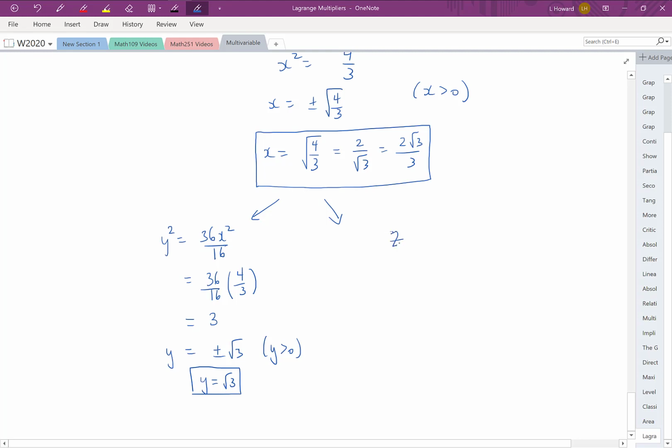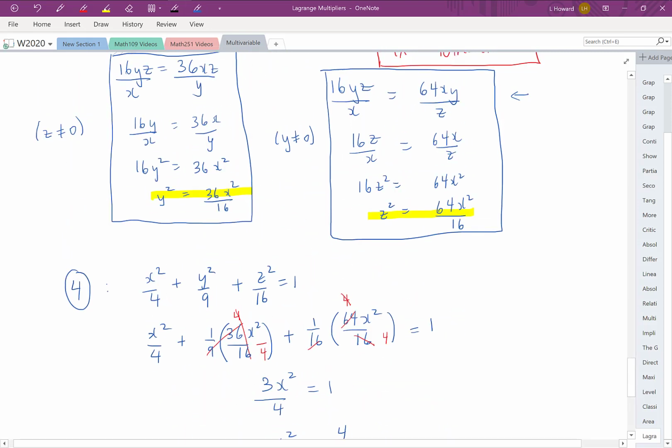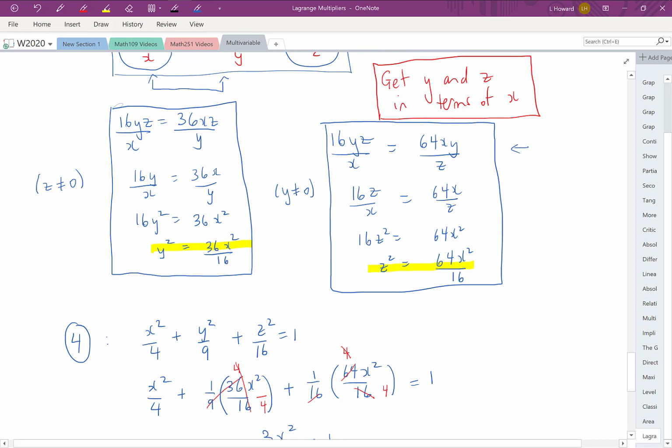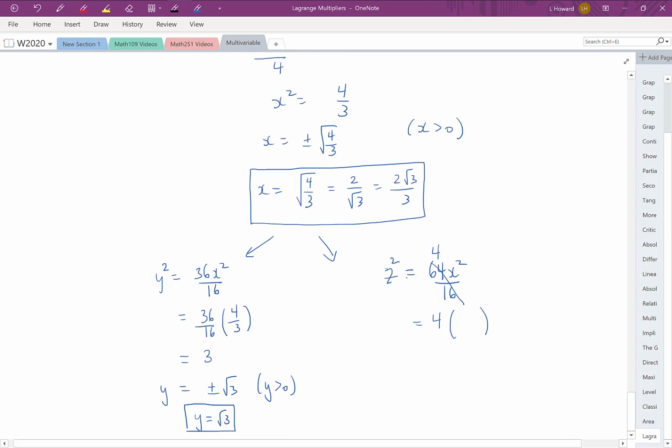So again, let's look back to that equation where we had z in terms of x. We had that here. It is a good idea to kind of highlight it or put a star on it whenever you get it, because you will look back on it later. So z squared is 64x squared over 16. Okay, that's z squared. 64 over 16 is actually 4. We just didn't simplify that before. So we are getting 4 times our x squared value, x squared being 4 over 3.